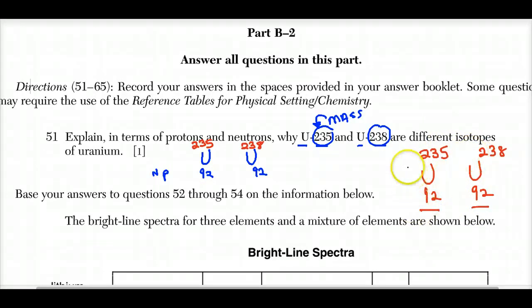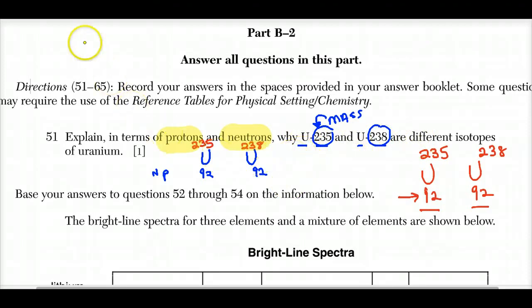And to get the neutrons, all you do is subtract your atomic number, your proton number, from your mass number. And that works because your top number is protons and neutrons, right? They have the same mass, and this number here is your proton number. In any case, they want you to explain in terms of protons and neutrons. You've got to be careful how they want you to answer these questions. All right. So in terms of protons and neutrons, why are uranium-235 and uranium-238 different isotopes of uranium?